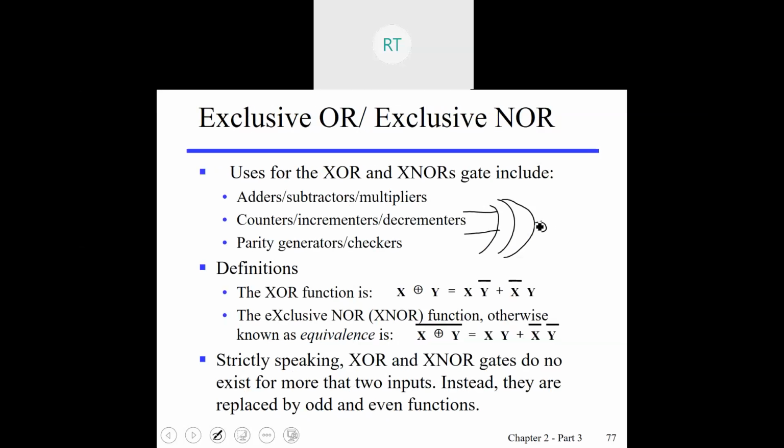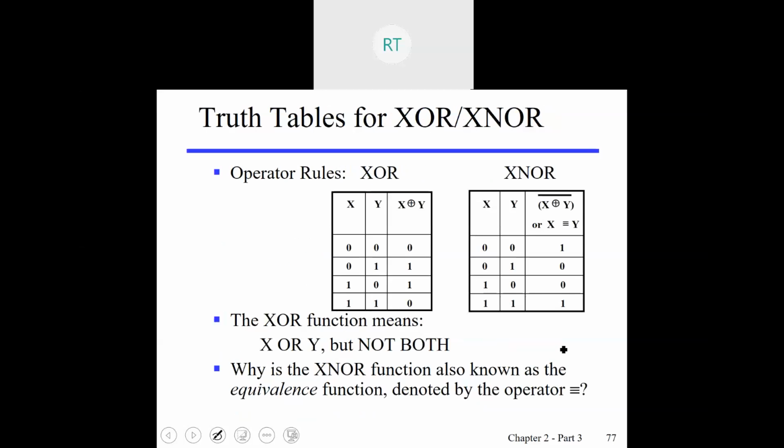So you have a rule saying that if you are doing X XOR Y, you notice X and Y must be different. So X Y bar or X bar Y. Whereas when you are doing X XNOR Y, it's going to be XY, they are the same, or X bar Y bar, and they are the same. This is for the XOR and XNOR.